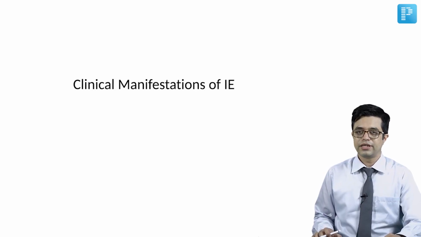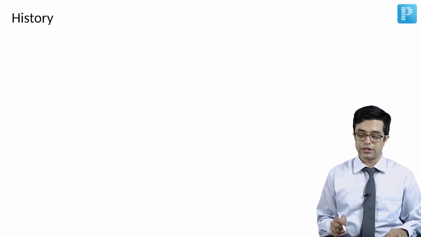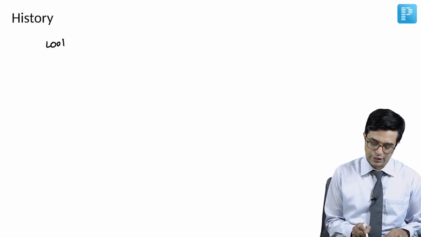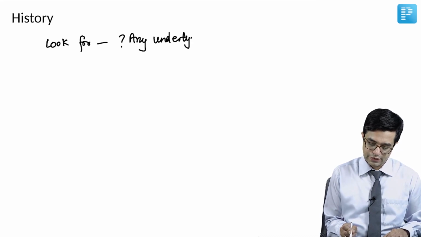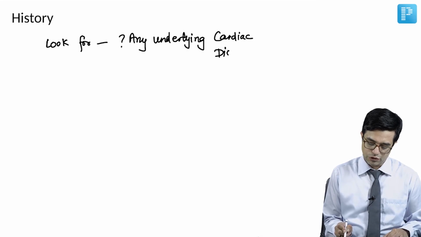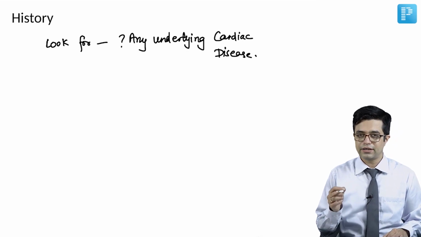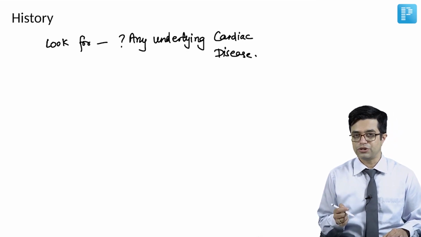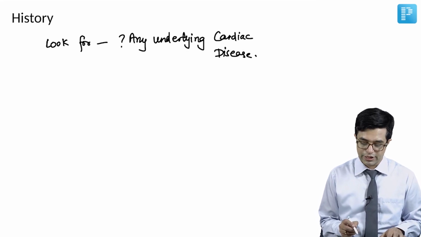Let us now talk about the clinical manifestations of infective endocarditis. First of all, when you take history of this patient where you are suspecting endocarditis, you should look for any underlying cardiac disease, so you will look for any risk factor which can increase the risk of endothelial damage. You know that endothelial damage is the one which is the basis of developing endocarditis.